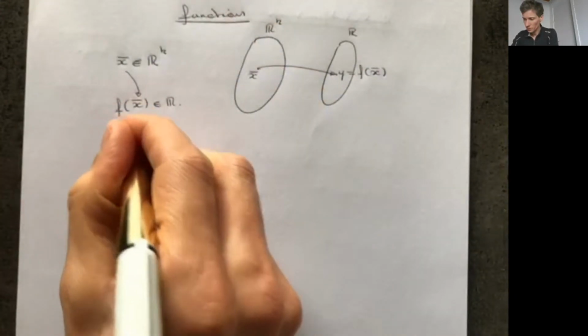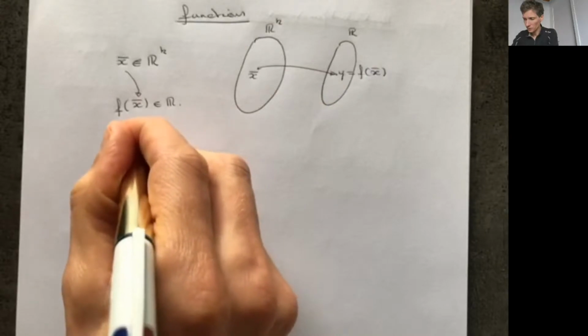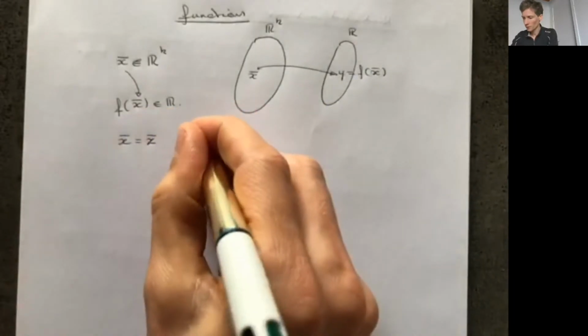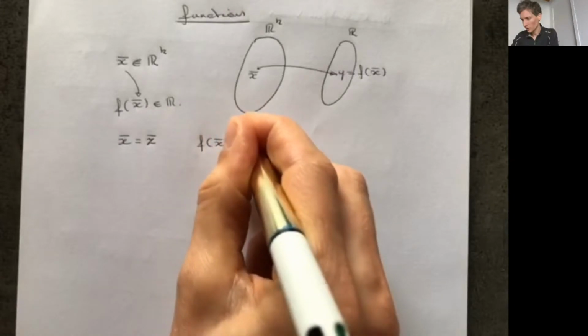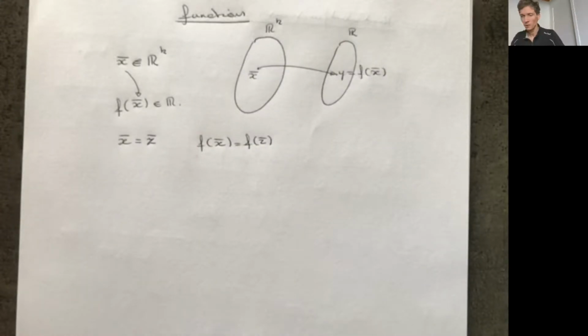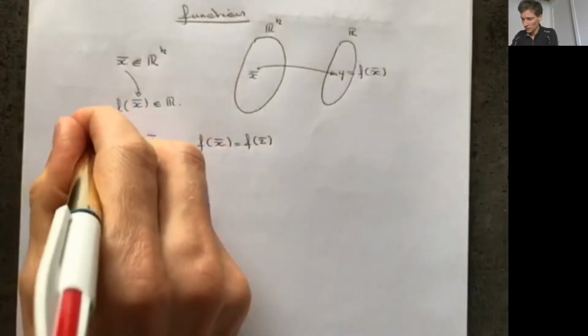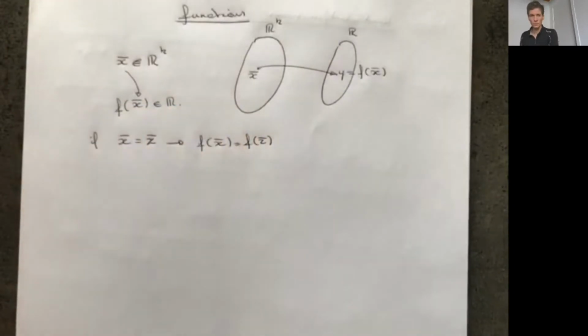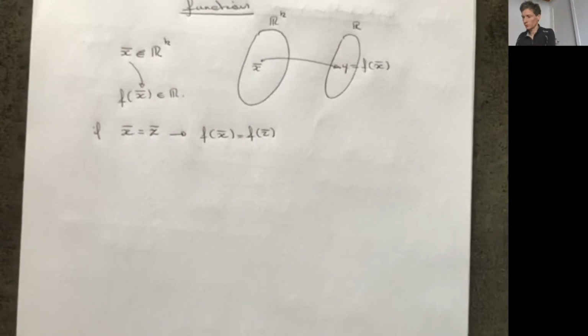Well, if you take two vectors x and z and they are the same, then f of x will also be equal to f of z. So in other words, if I put two vectors in the machine and they are the same vector, then each time you put in the same vector, we will get out of the machine the same number. So it's impossible that you put in the same vector twice and get out of the function a different number. This is very particular to functions. If you put in the same thing, then you get out the same thing.